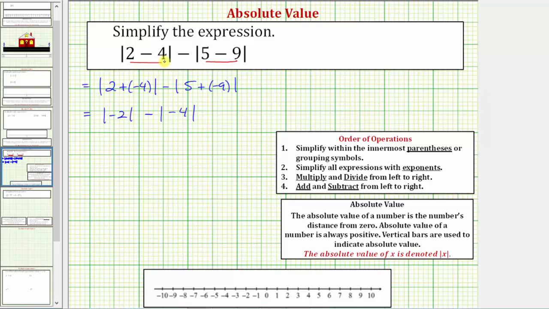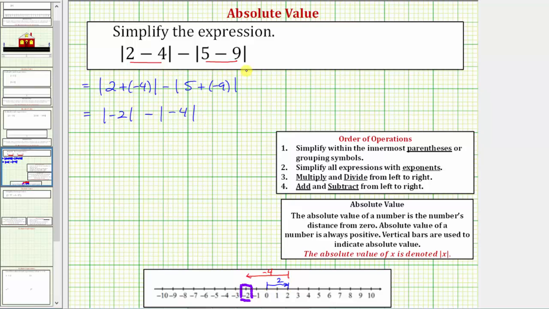So for 2 minus 4, 2 plus negative 4, we'd start at 0, we'd go right 2 units to positive 2, and then because we're adding negative 4, subtracting 4 from here, we would go left 4 units, which we can see does give us negative 2.